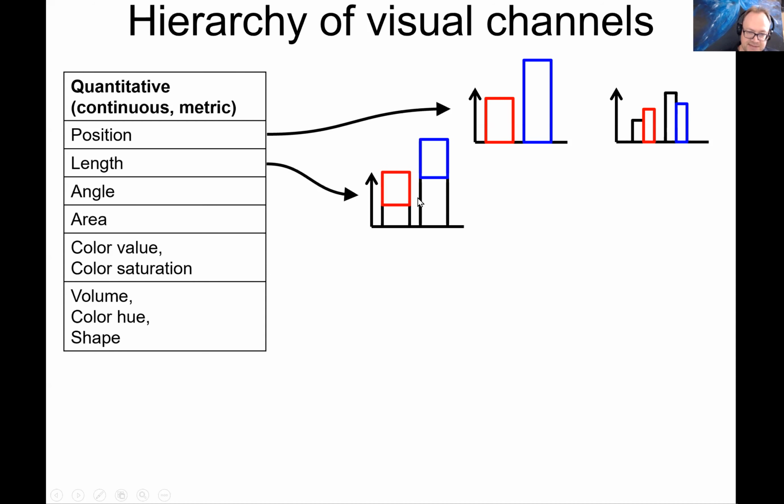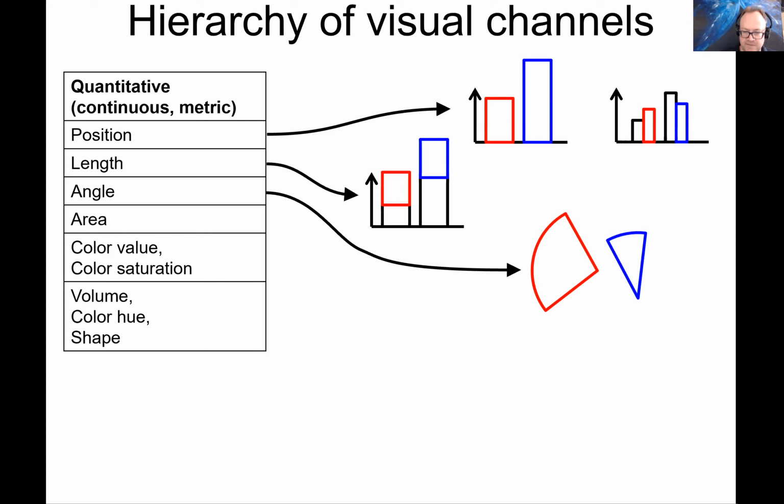In second place is length. So if you were to ask people to compare and estimate the difference in magnitude between the red and the blue here, there'd be a little bit more error in their judgment on average because it's a little bit more difficult. In third place in the hierarchy is angle. So if I were to ask you what's the difference in magnitude between these two angles in a pie chart, that's even more difficult. Your error on average will be higher. And then things get progressively more difficult as we move down this hierarchy.